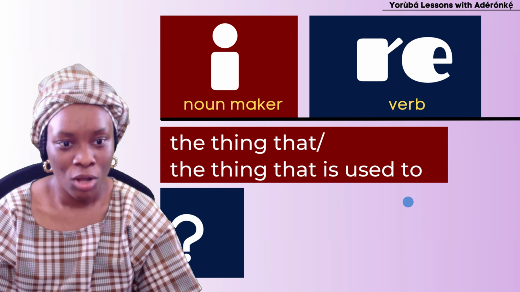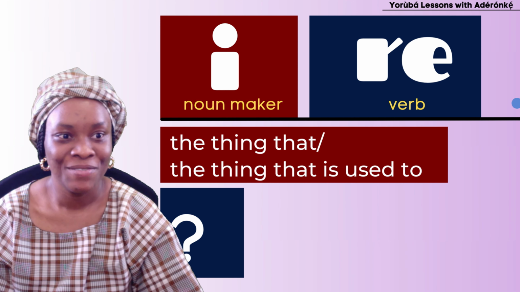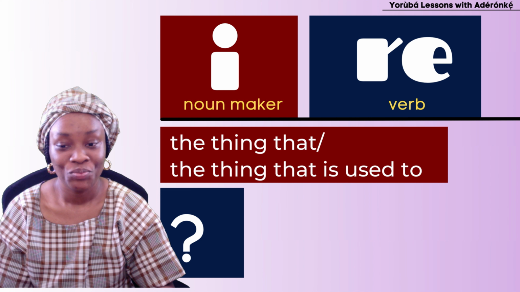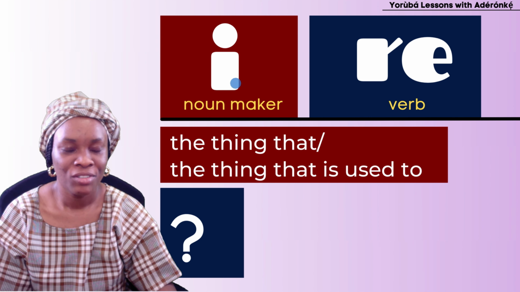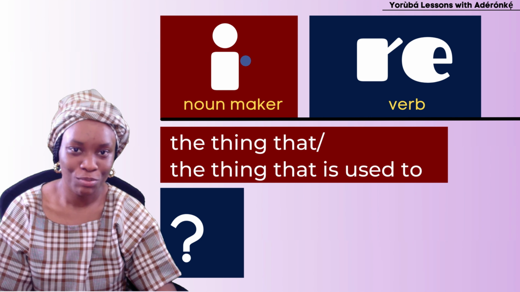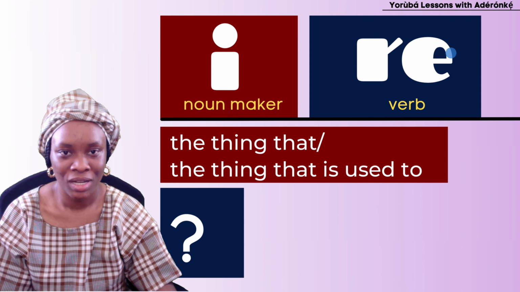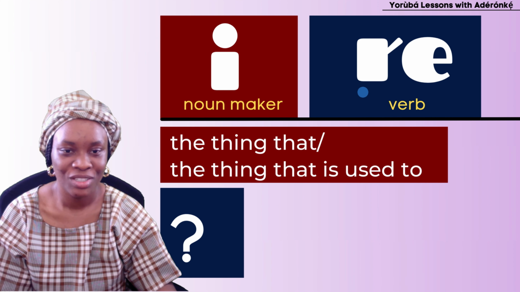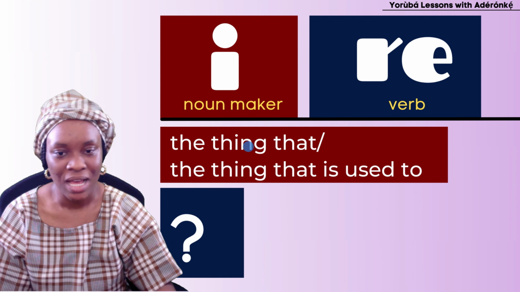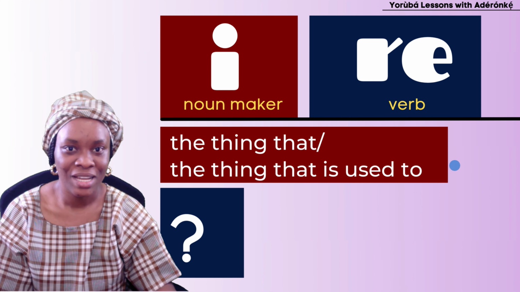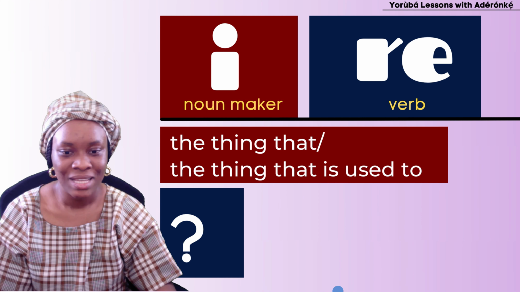If you have watched similar videos, then you would almost immediately know that the I in Ire is a noun maker. A noun maker is often a letter, two at most. 90% of the time, the noun maker would be just one letter that you would combine with a verb to make the combination a noun. So if you're going to translate this I, you could translate it as the thing that, or the thing that is used to. Now, what is Re?